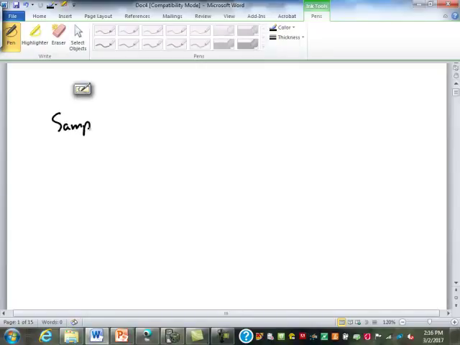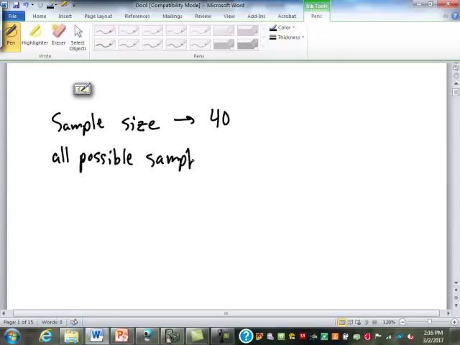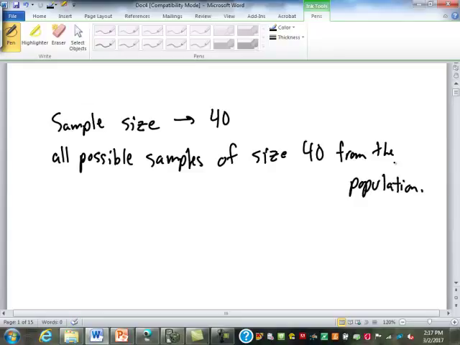So let's say our sample size is 40. So we're going to take all possible samples of size 40 from our population. And once we've taken all of those samples, and there's going to be a lot of those samples, what we're doing is we're finding the mean of each sample.